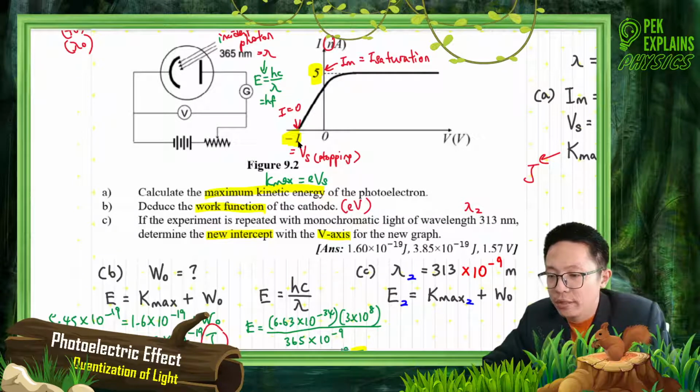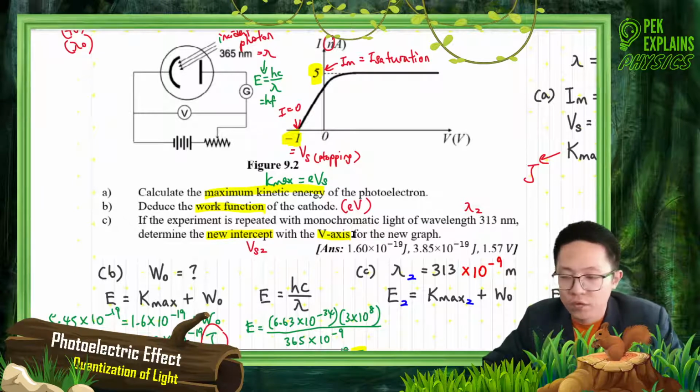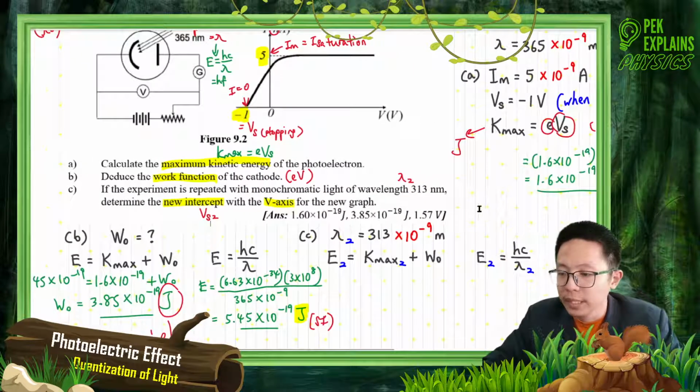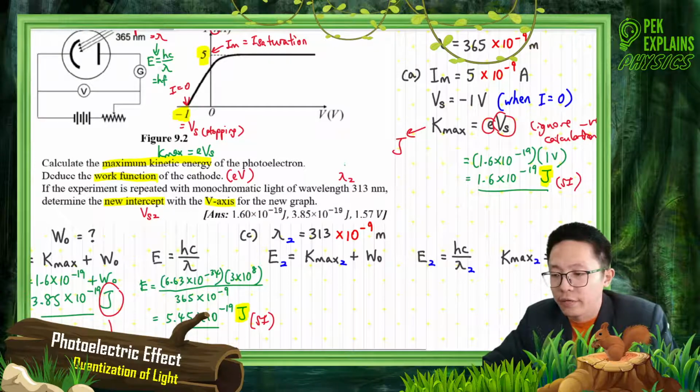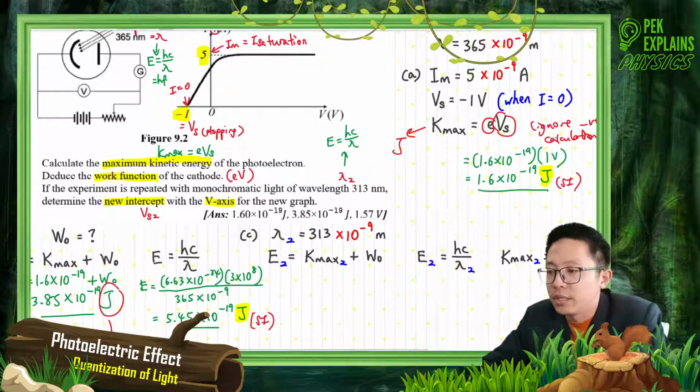So we consider this is the Vs2. We need to find the Vs2, the stopping voltage for lambda 2, the intercept for the V axis. So how? If you use a new wavelength, there will be a new energy of photon, hc over lambda. If you are using lambda 2, then you have a new energy of photon.